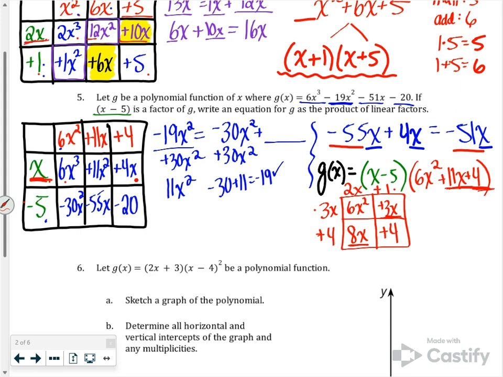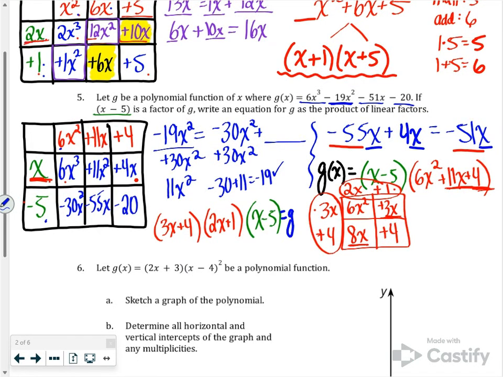but what we just learned is that 3x plus 4, 2x plus 1, and our x minus 5 is the factored form of g of x. Our final answer would be 3x plus 4 times 2x plus 1 times x minus 5 is our factored form, or we can call it a product of linear factors.